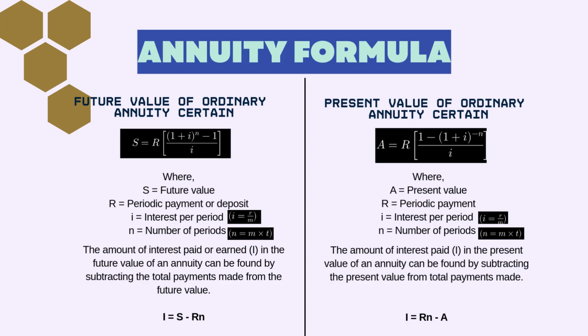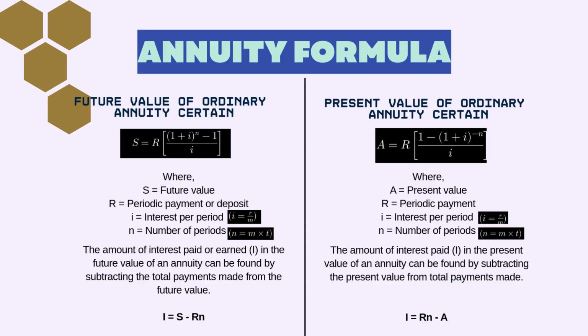Usually n equals m multiplied by t. This means that when you save or pay the same amount regularly, the money will grow over time because of interest. And the interest earned is I equals S minus Rn.